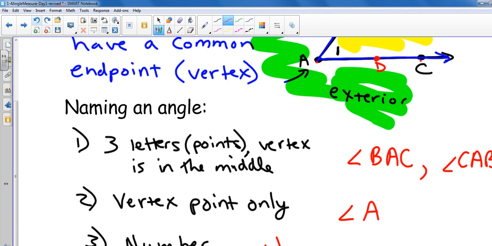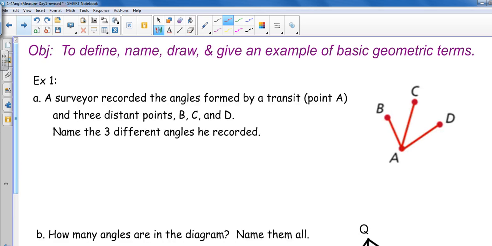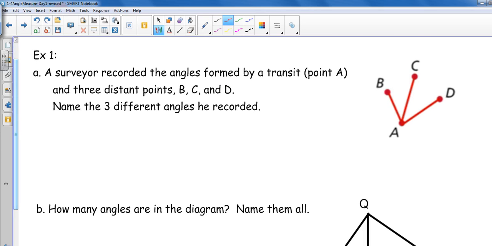Okay, let's practice with a little bit more complicated picture than just my angle BAC that we have up there. So we've got a picture on the right of what a surveyor is seeing. He recorded the angles formed by a transit at point A and three distant points, B, C, and D. And there are actually three angles in that picture. I want you to go ahead and try to name all three angles. Notice that we have a common vertex point A, so in this case, angle A is no good. We're going to have to use three letters. Go ahead and write it down.